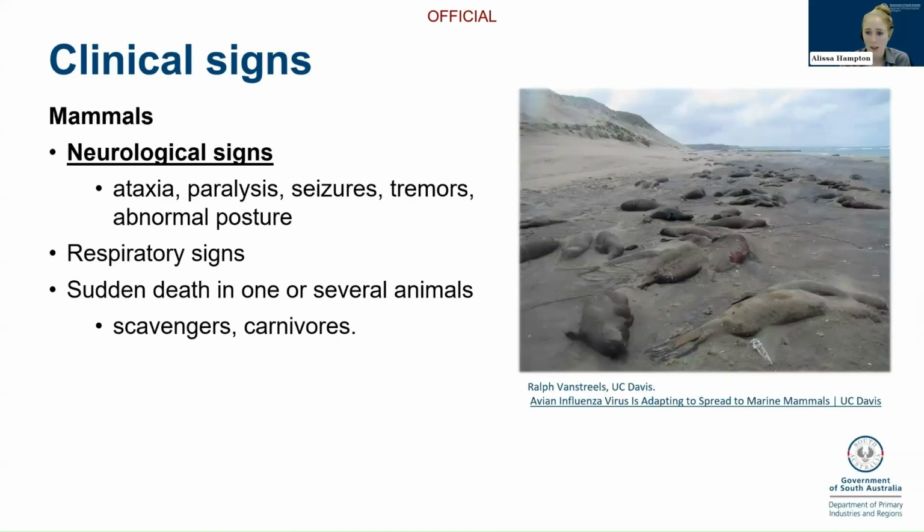Next slide. In mammals, the signs are predominantly neurological with some respiratory signs, but this does vary between species as well. We would expect mammal deaths to coincide or sporadically happen with those wild birds. And this may be a few here and there, say foxes or domestic or feral cats, or maybe a die-off of, say, marine mammals like they saw in Southern America. And we don't expect to see it in production animals straight away.